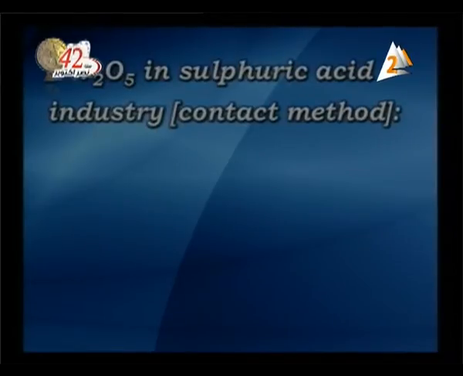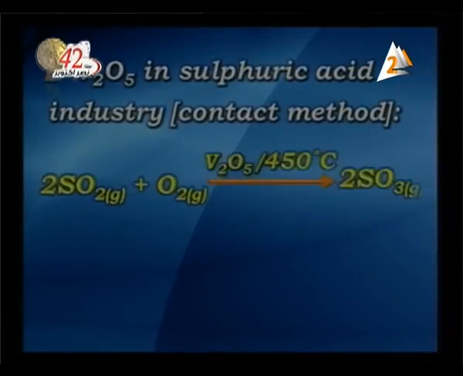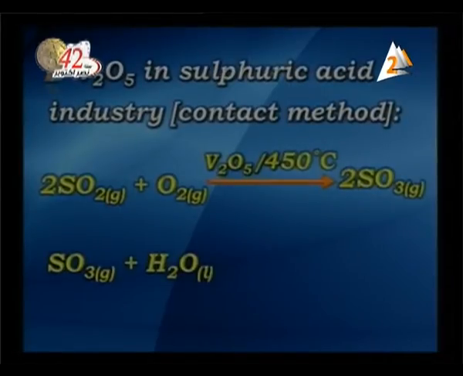pentoxide in the sulfuric acid industry. In the contact method, sulfur dioxide gas is oxidized in the presence of vanadium pentoxide at 450 degrees Celsius, giving sulfur trioxide gas. Then, sulfur trioxide gas dissolves in water, forming sulfuric acid.